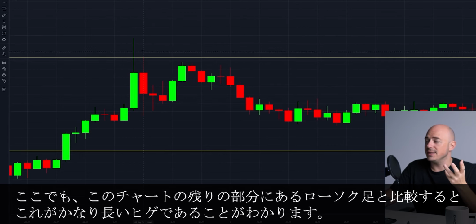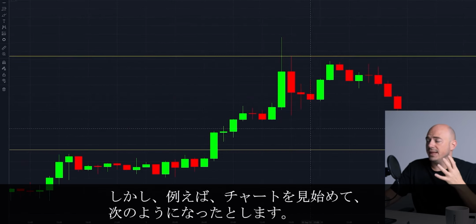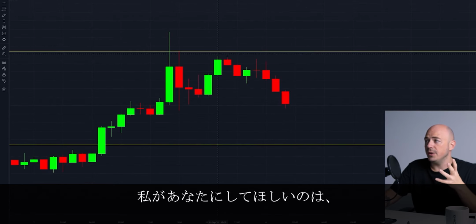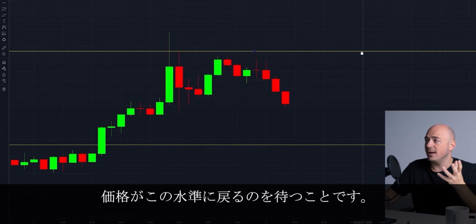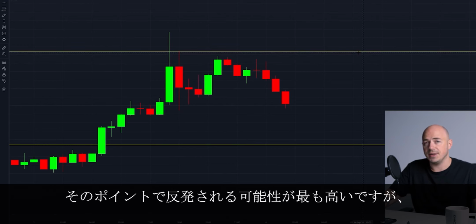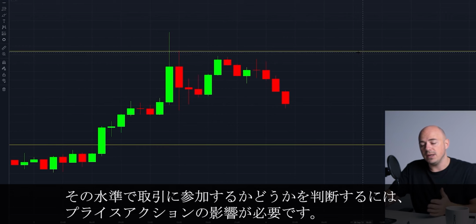Even right here, you can see this is a pretty long wick in comparison to the rest of what's on the chart here. But let's say you start looking at the charts and it looks like this. There's no candles past this point. What I want you to do is wait for the price to come back up to this level. We should always be under the assumption that when price reaches a level that it's previously rejected at, that it's most likely going to reject at that point. But you need these confluences in price action to determine whether you're going to enter a trade at that level.